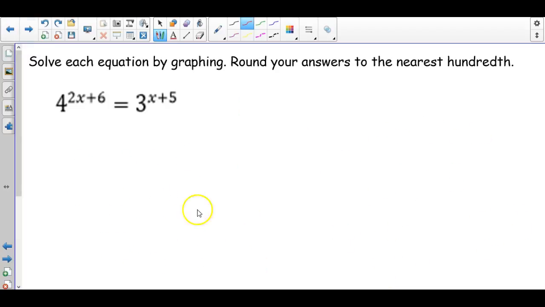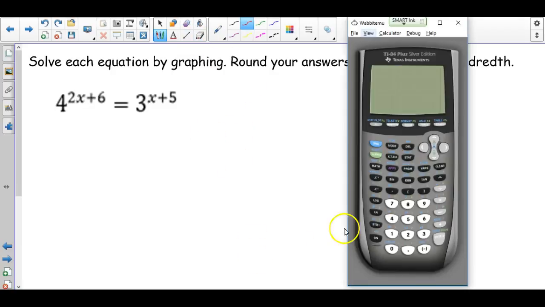Alright, so now back to the problem that we had done a couple problems ago. We're going to solve this equation by graphing. What I'm going to do is go to the graphing calculator, and I'm going to go to y equals, and in for y1, I'm going to put 4 to the power of 2x plus 6. And in for y2, I'm going to put 3 to the power of x plus 5. And we're going to still get the same answer as we did before. We just have to set a window here.